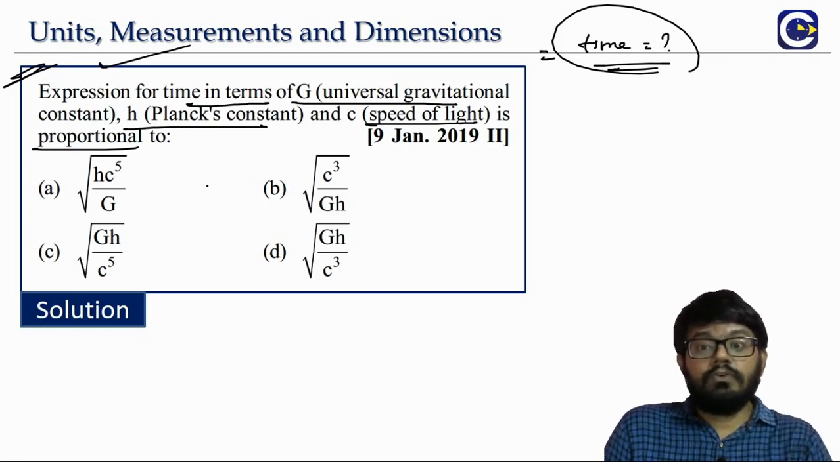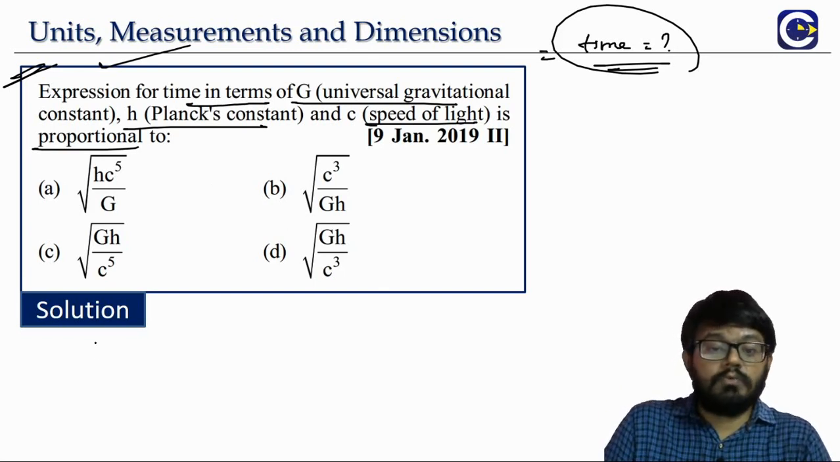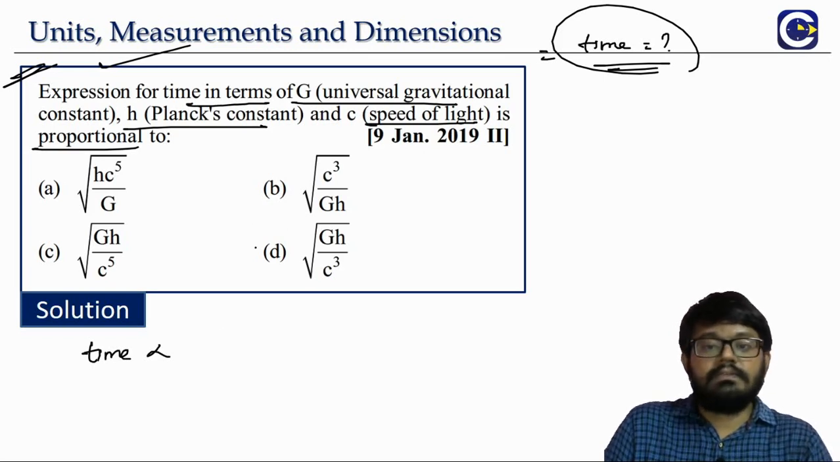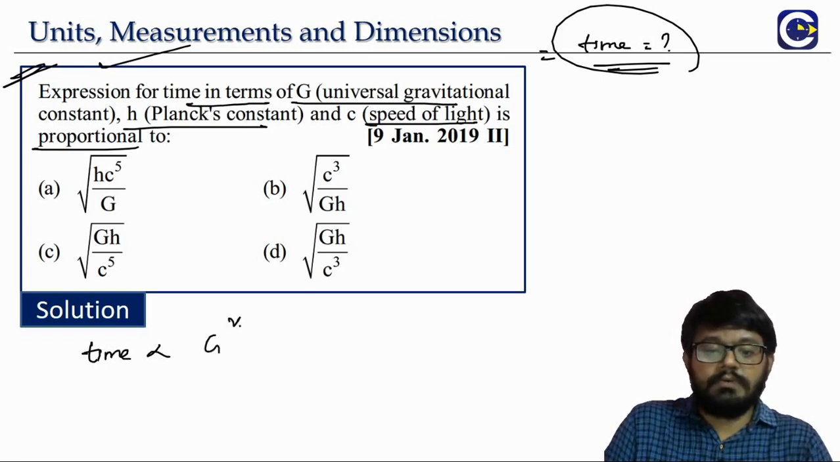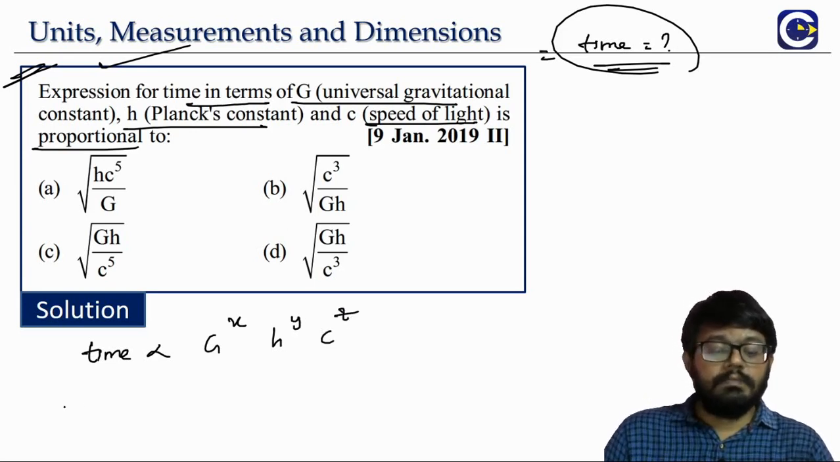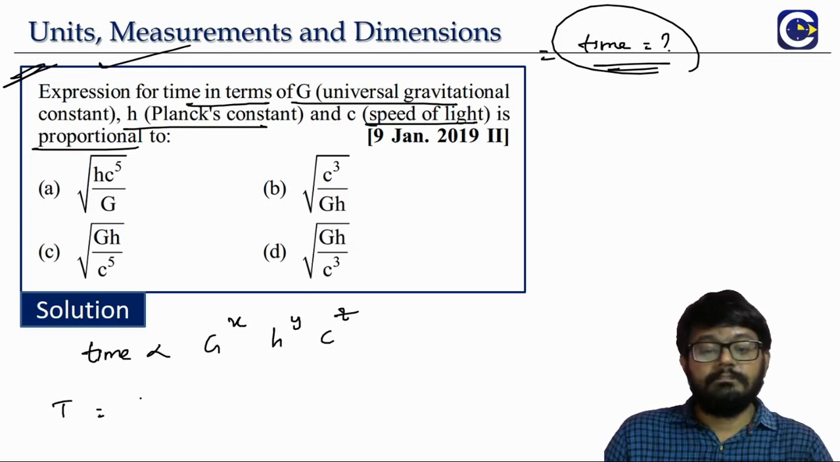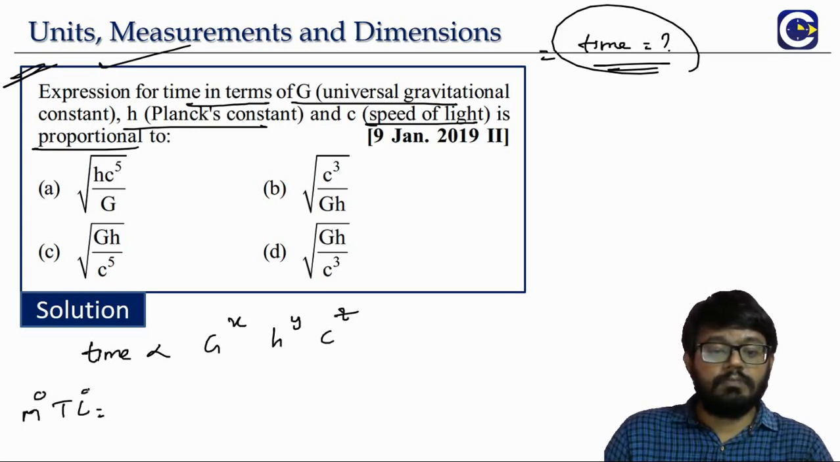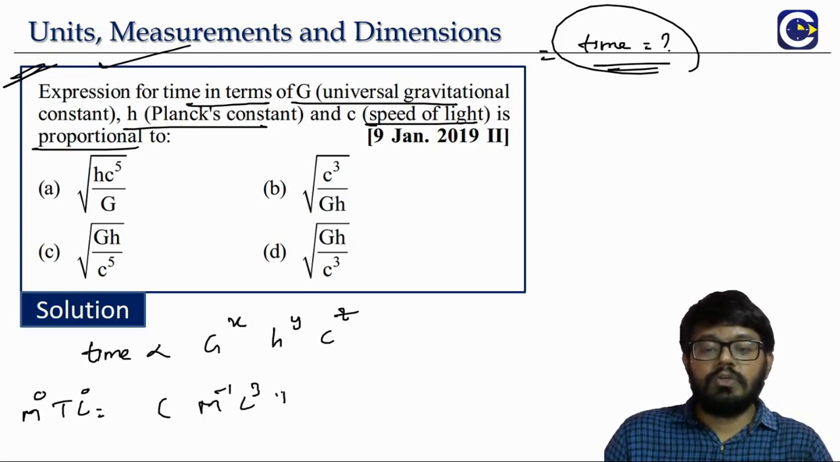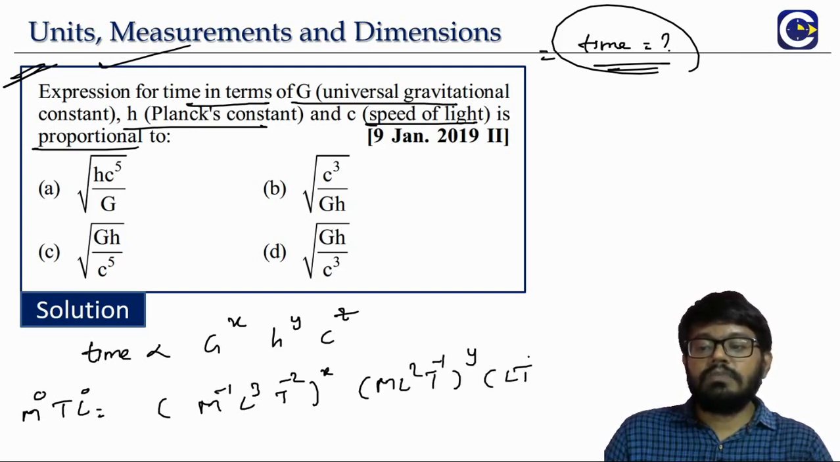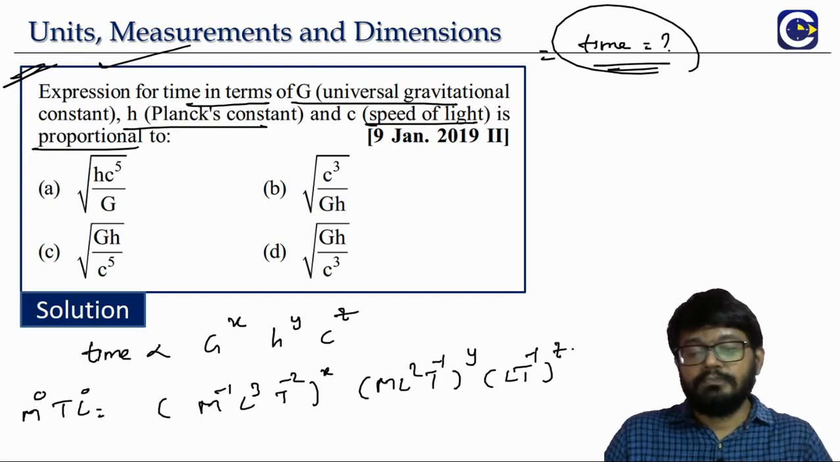For that, we need to go to the dimensional approach. So time is proportional to G power x, h power y, and c power z. Left side dimensions is just T, which means there is no power of M and no power of L. Capital G has the dimensional formula M power minus 1, L cube, T power minus 2, whole power x. H is M L square T power minus 1, whole power y. C is L T power minus 1, whole power z.